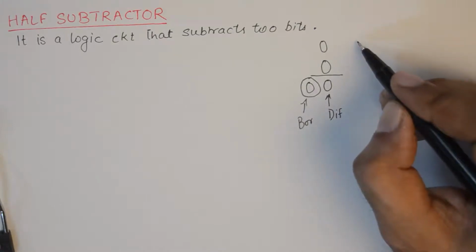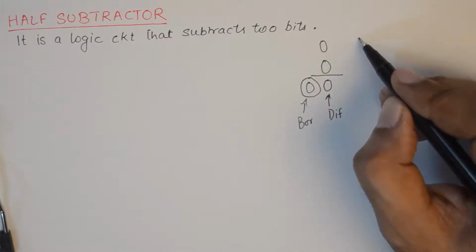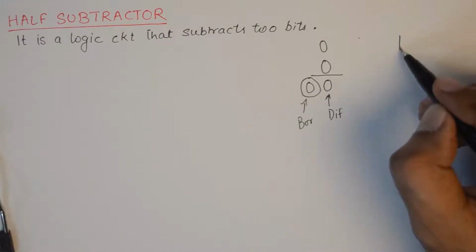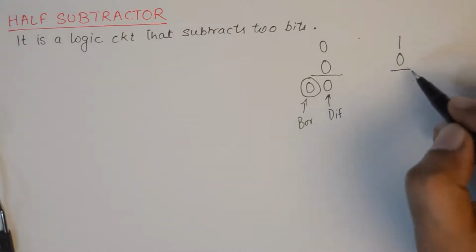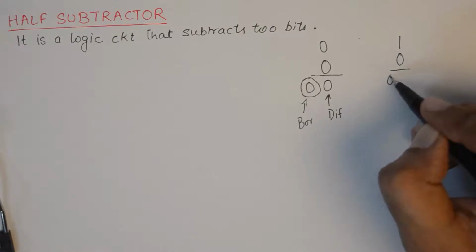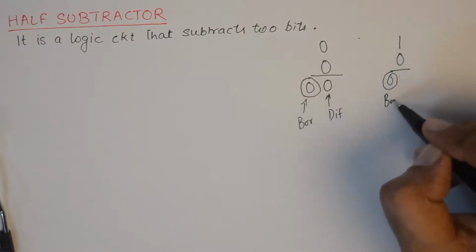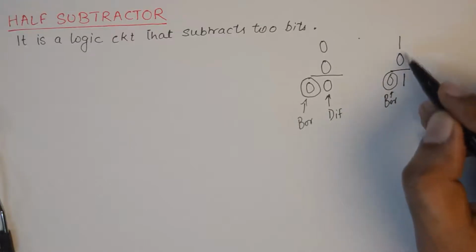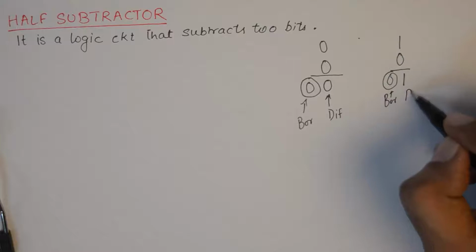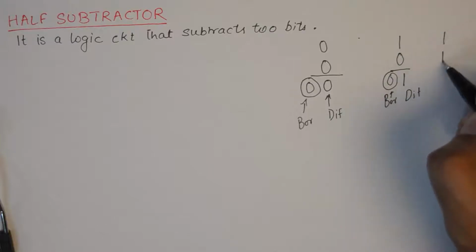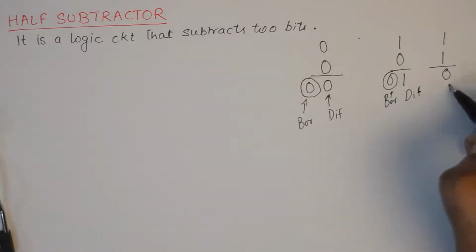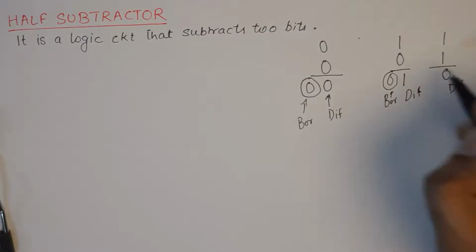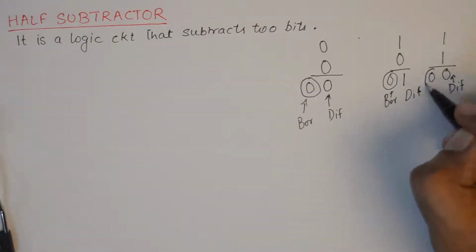The second case could be if you wish to subtract a 0 from a 1. Again, in this case also we do not need to take any borrow, and the difference will be 1. And the third case could be when we wish to subtract 1 from a 1, the difference will stand 0 and we still do not need to borrow anything.